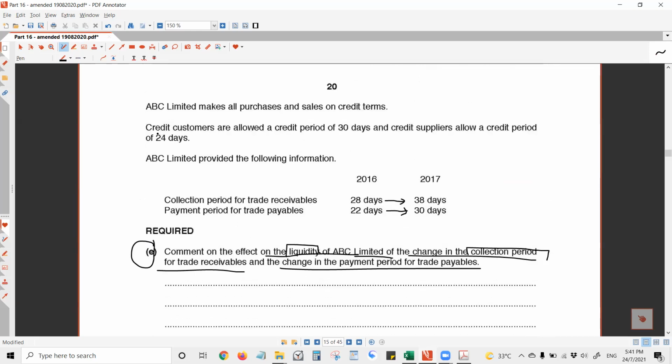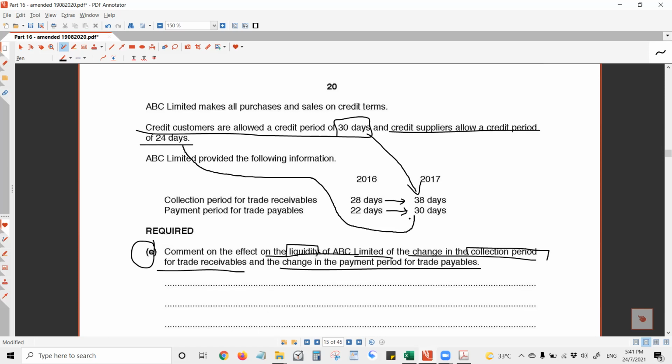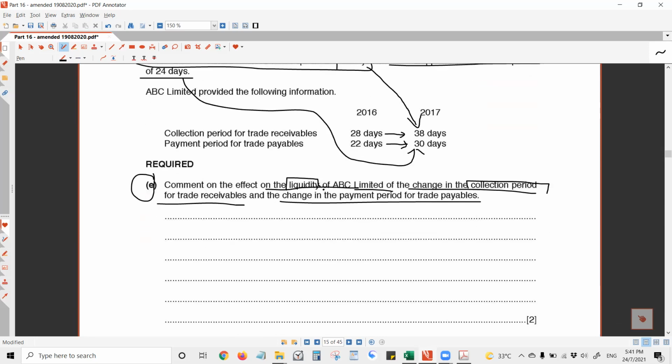Okay. Customers are allowed a credit period of 30 days. And now it has become worse, right? Okay. Customer has taken longer time to pay us. Yeah. Credit suppliers allow a credit period of 24 days. Okay. Once again, we have broken the rule. We spend more than 30 days. Okay. So let's write together.